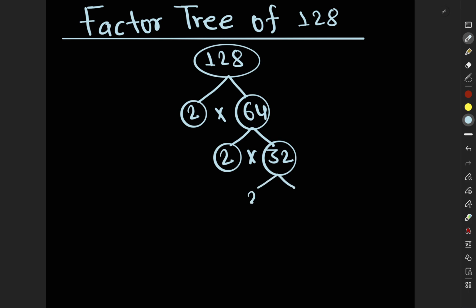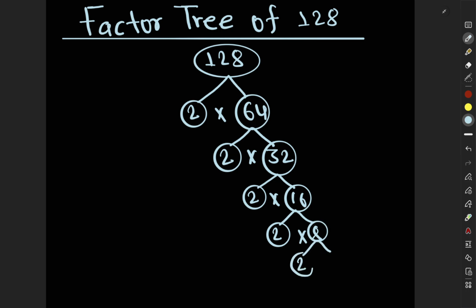32 can be written as 2 times 16. 2 times 16 means 32. 16 is 2 times 8. 8 can be 2 times 4. And 4 can be 2 times 2. So now we have to select the prime numbers in all these numbers.